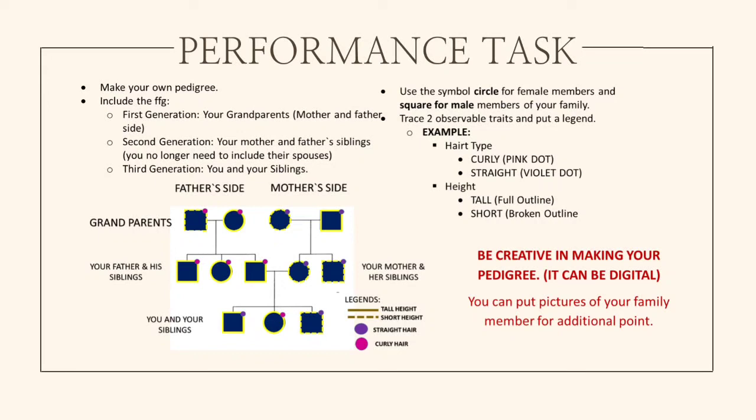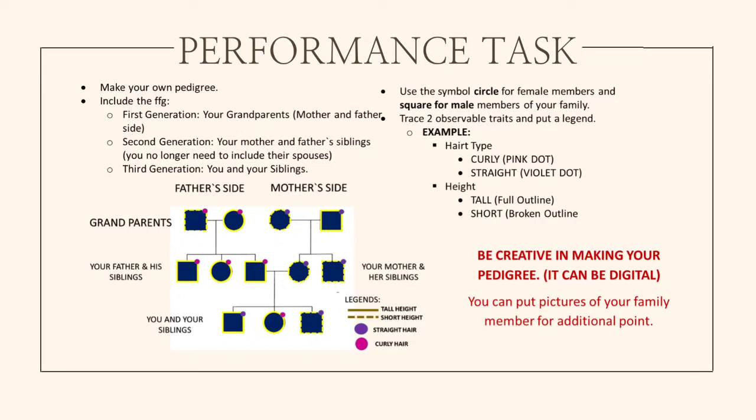First generation, ayun nga, lolo and lola, both of the mother side and father side. Second generation will be your mother's and father's siblings, which is tito and tita both sides. Okay? Pati na rin syempre yung mother and father nyo, kailangan nyo include dito. And then third generation will be you and your sibling. Okay? Pag halimbawa, isang anak ka lang, syempre wala ka ilalagay na sibling. Okay?